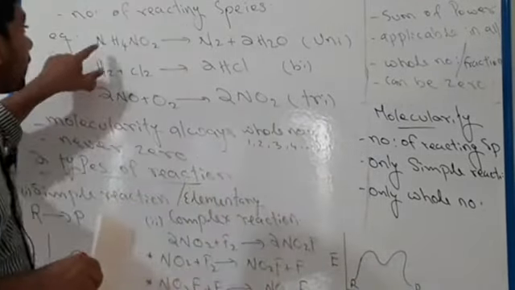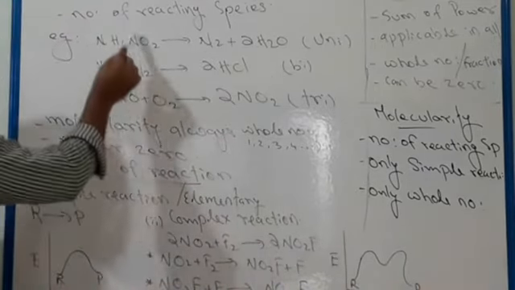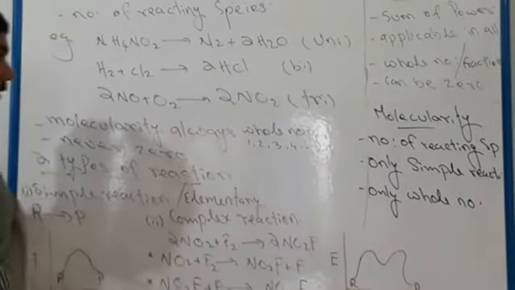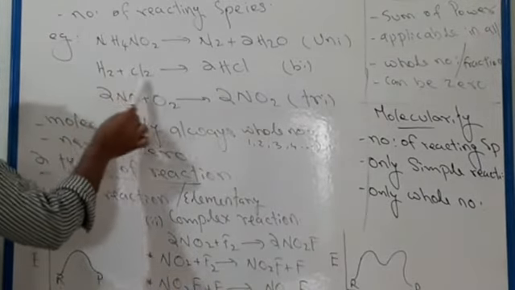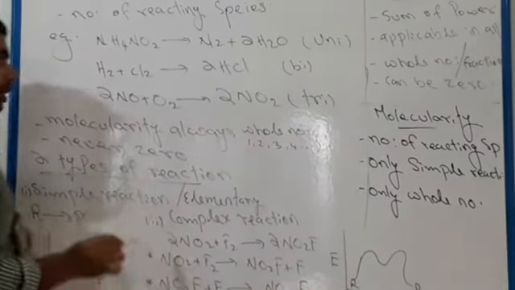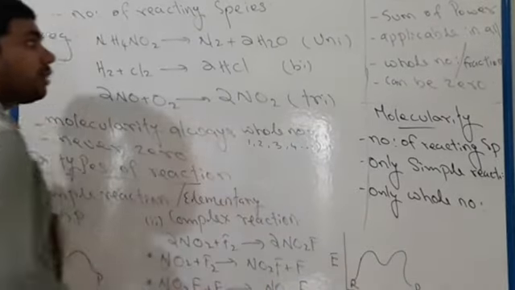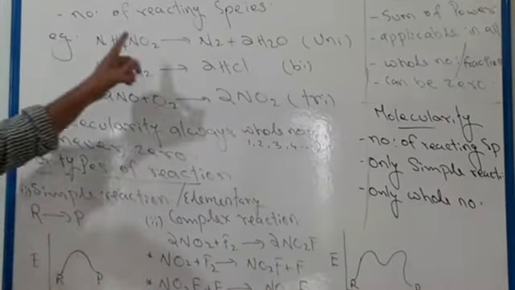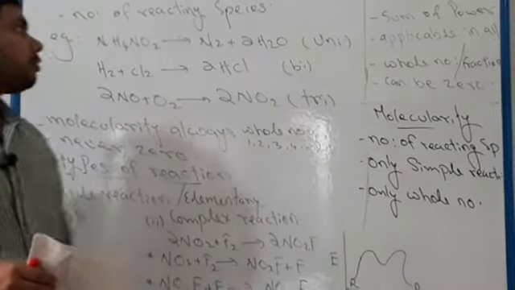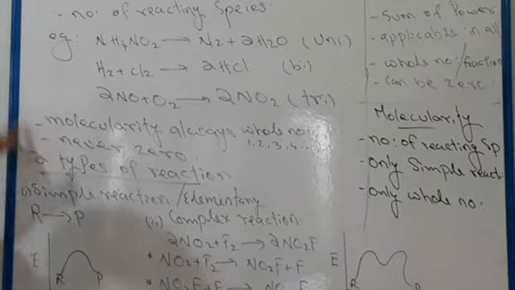For example, look here, NH4NO2 giving N2 plus 2H2O. How many species are here in this equation? One. So it is a unimolecular reaction. H2 plus Cl2 giving 2HCl. Here 1 H2, 1 Cl2, two species, so it is a bimolecular reaction. Similarly here, 2NO plus O2, 2 plus 1, it is a trimolecular reaction. Unimolecular, bimolecular and trimolecular reactions are examples of different molecularity.